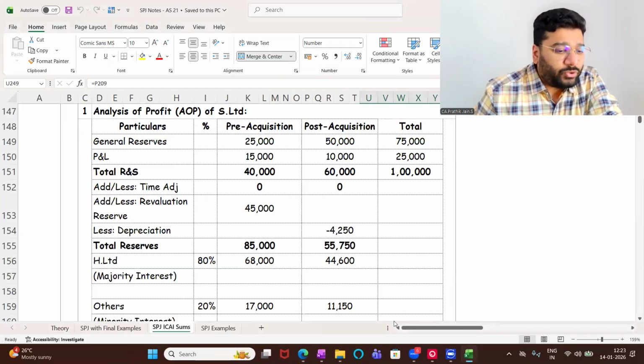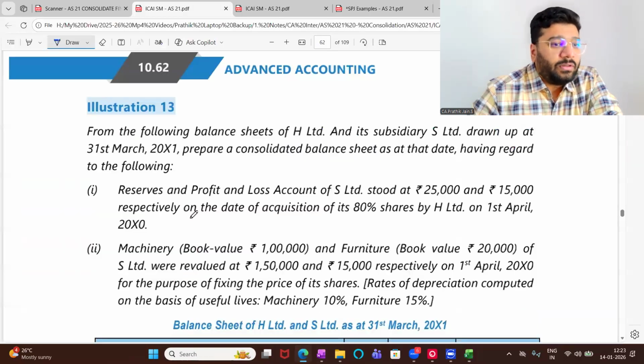Got the page number 10.62. Online people, are you all ready? Can I start?